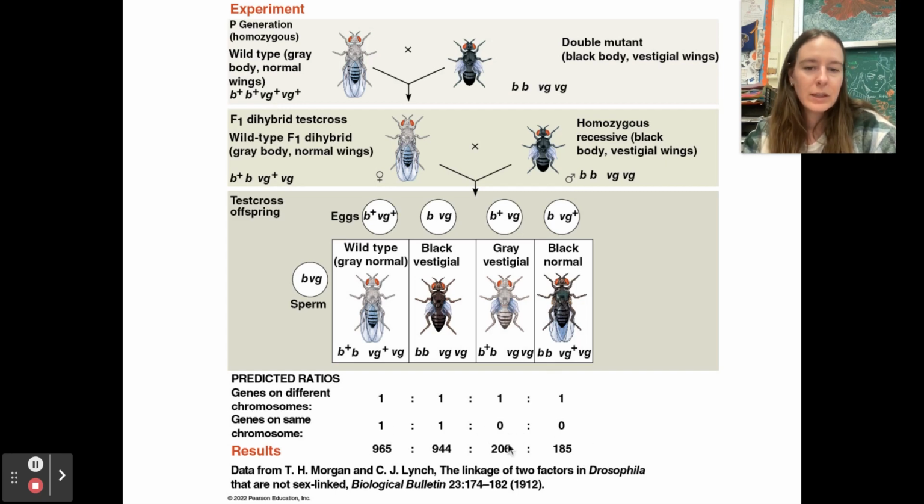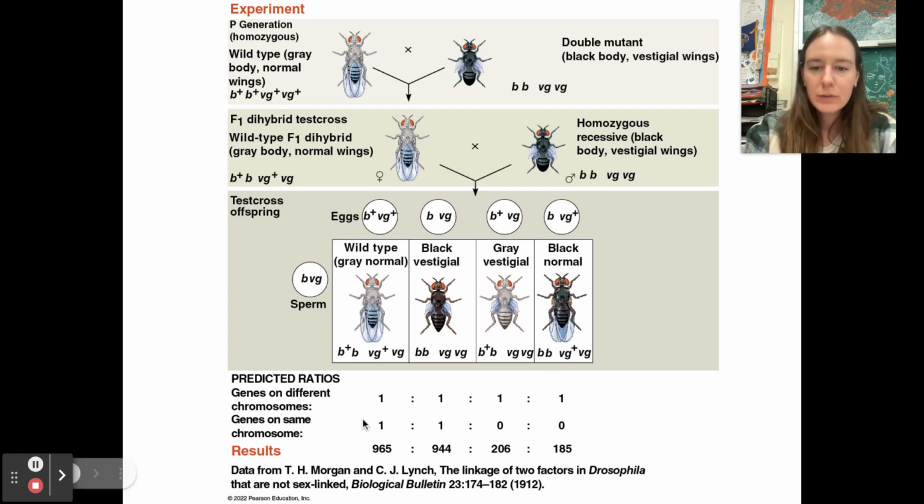Basically, for these ones there are so few of them that we mostly have these if you work out the ratios. So this does not follow Mendelian genetics. And so this would show that the genes are actually linked.